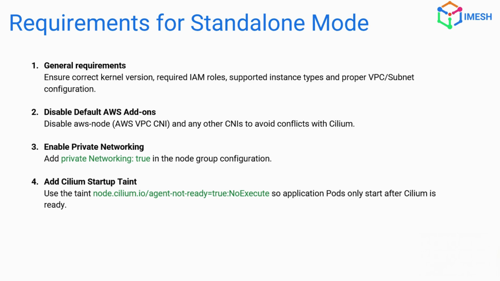Fourth is the Cilium startup taint. This configuration ensures that your application pods do not start until the Cilium agent is running and the node has been assigned an IP. While this is optional and not necessary for a fresh cluster, it is a recommended best practice to prevent race conditions during startup.